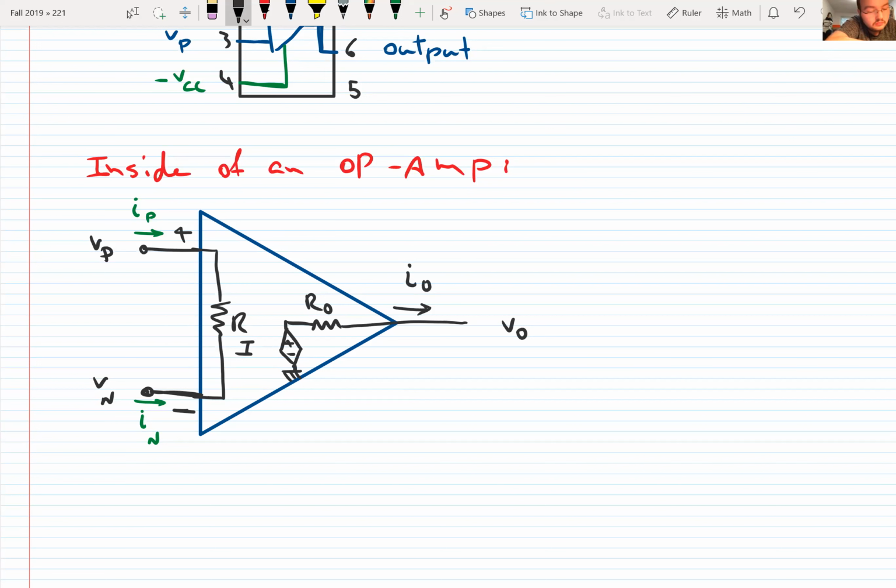What is the gain? What is the value of this dependent voltage source? Here is the point. The dependent voltage source has a value of A times (Vp minus Vn). Okay.